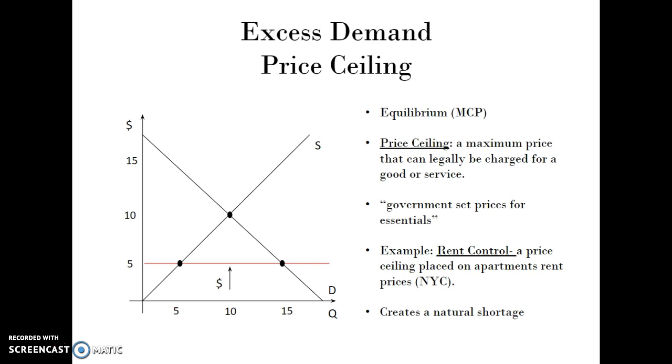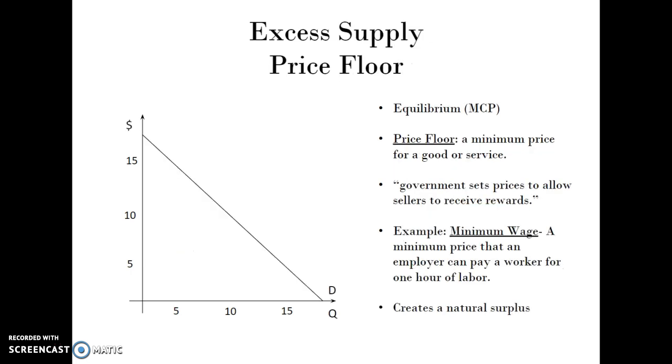So there's a shortage of items. So price floor is the opposite. So we got our demand and our supply. That's our equilibrium. This is where the government says you cannot sell below $15. So in this case, the price wants to go down, but it is stopped.